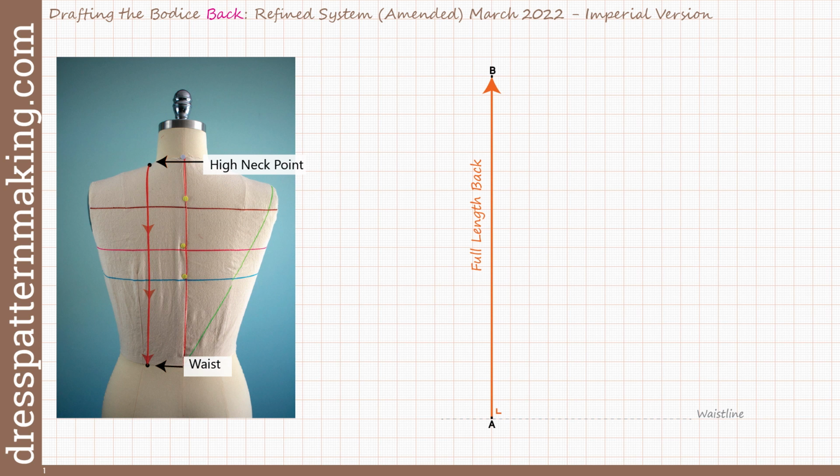Make sure the vertical line is at right angles to the horizontal waist guideline. Mark points A and B. The measurement, as shown on Dee Dee, is taken from the high neck point to the waist in a straight line.